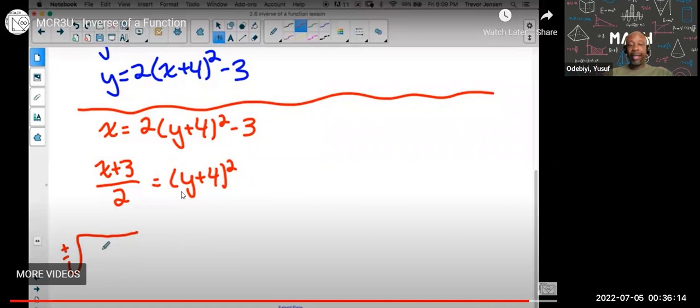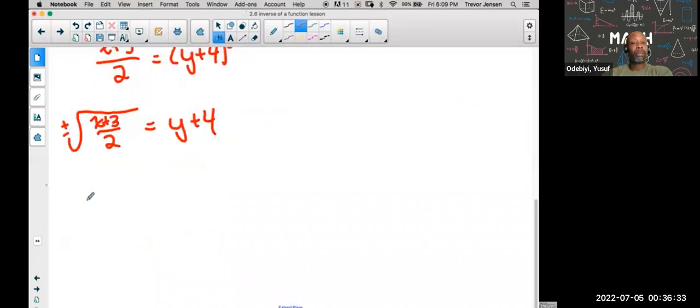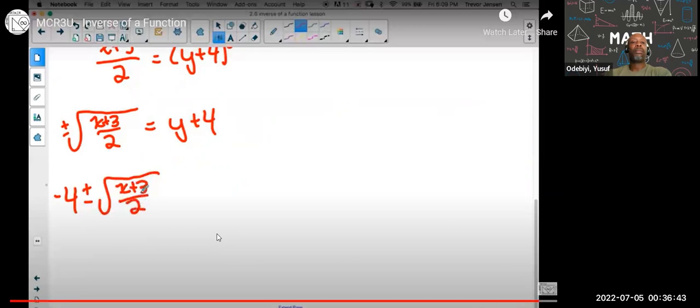Then you can isolate the y by bringing the 4 over to the other side, and it's going to be a minus 4. But it's not going to be inside the square root, it's going to be outside. Square root this so that we get the entire function and not just half of it. And then lastly, you move that plus 4 to the other side and it becomes a minus 4. I'm going to put it in front. So negative 4 plus or minus the square root of x plus 3.